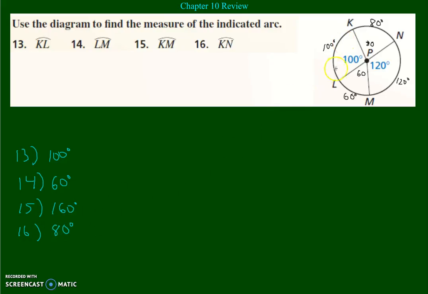So again, it's a lot easier to just fill in all the pieces you can determine and then go off and answer the questions that are posed to you. It's generally easier to do that.